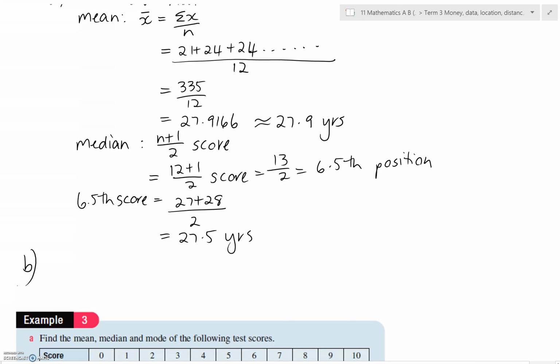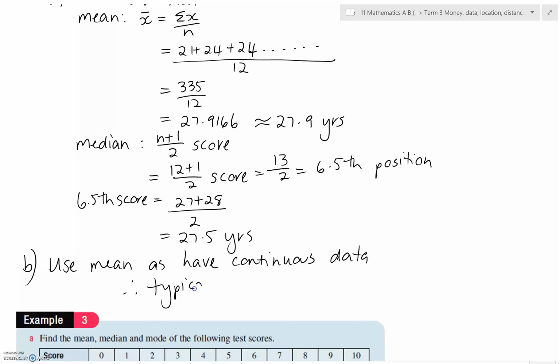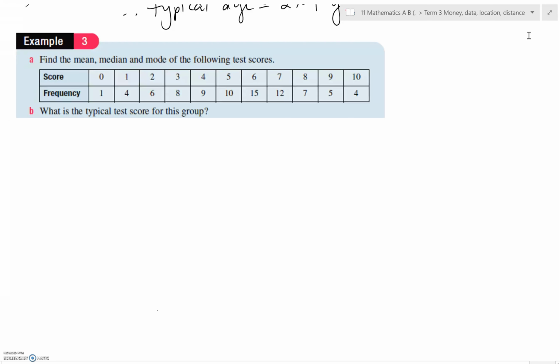Then we were asked, what was the typical age at which this group had their first child? Now, age is continuous, so we are going to use mean as we have continuous data. You can see we've got decimals there and they work fine. So we're going to say the typical age, therefore, is 27.9 years because that's the most appropriate in this case. Okay, so let's continue with the next one.